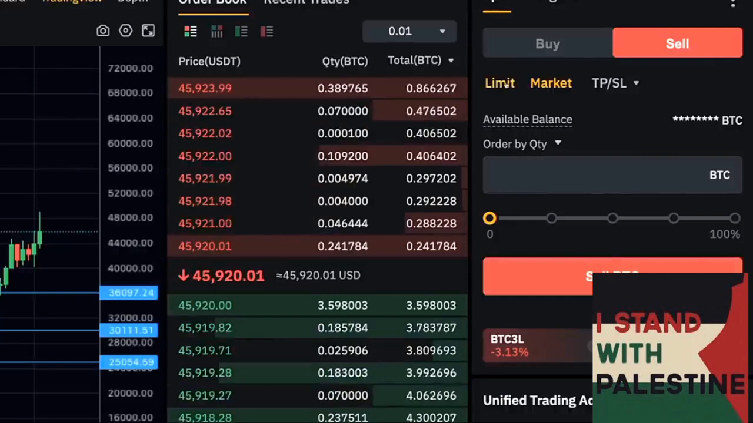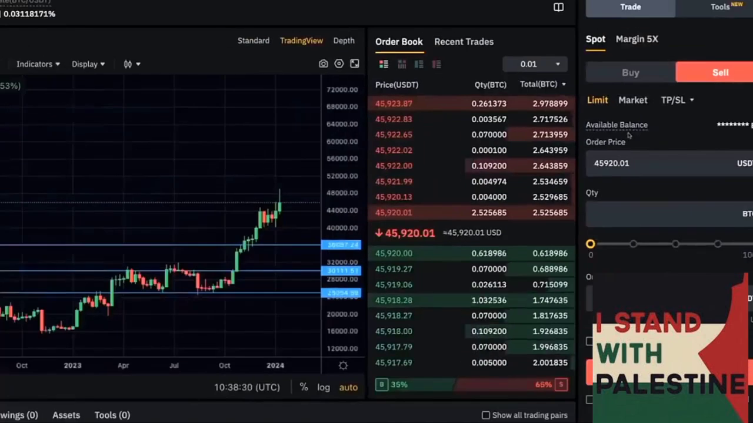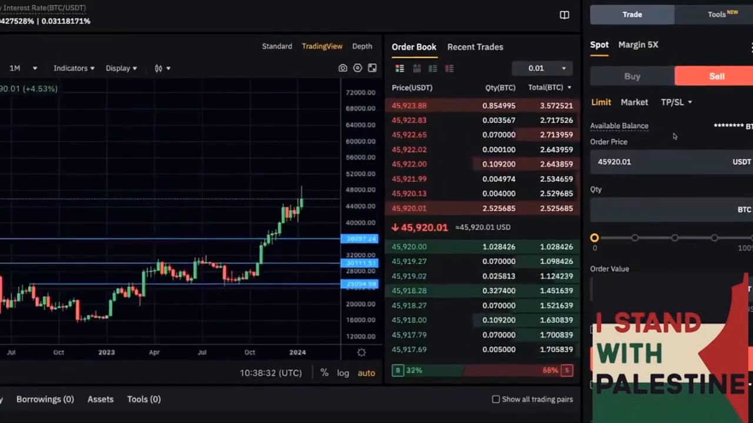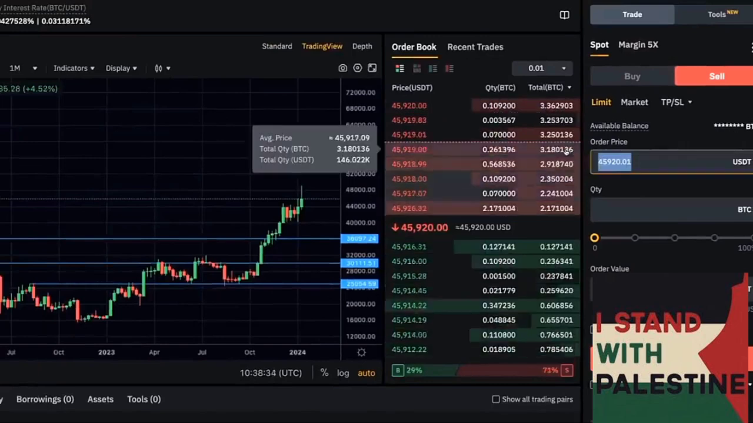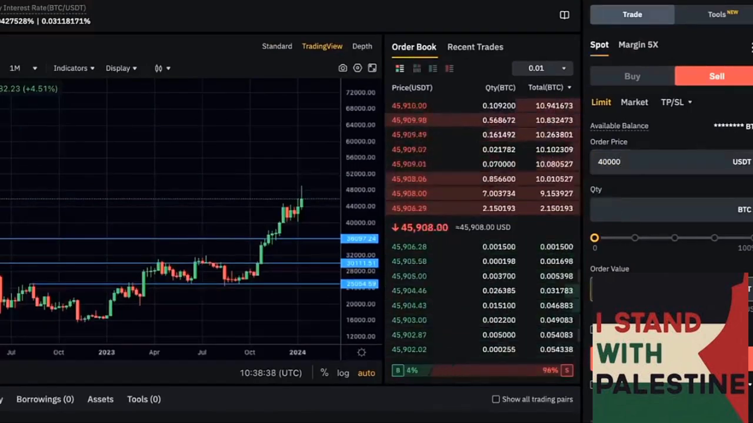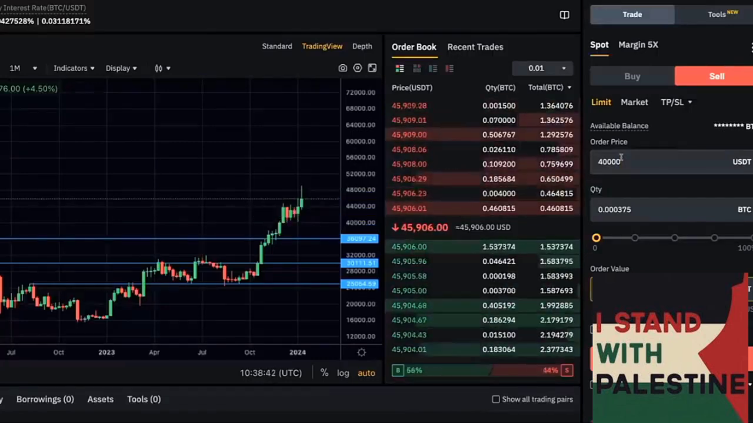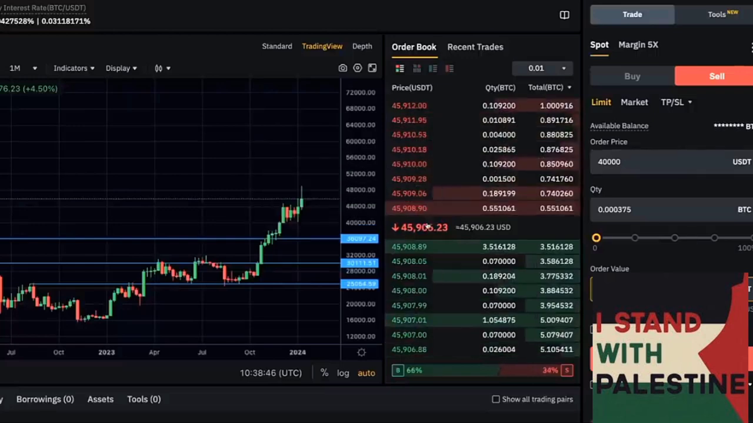You can also go to a limit order. Now again, because you're selling, you can choose any price that you want. Now if I said that my limit price was 40,000 to sell an amount of BTC, like $15 worth, I'm going to trade immediately because my limit price is 40,000 and the price in the market is 45,900. This is basically a market order. So the limit has no relevance because your price is below.